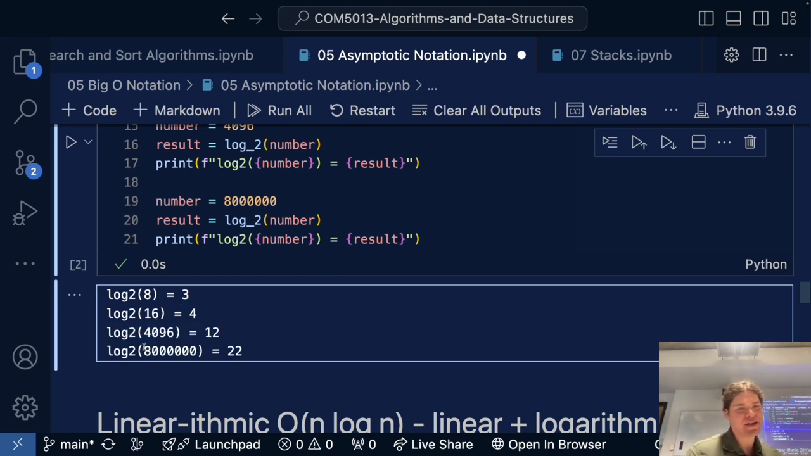Here's a big increase, isn't it? So from 4,096 to, what's this, 8 million. What's our rate of increase in our return? 10. So an increase of 8 million gives us an increase of 10. That's pretty good, okay? So that's going to help us for very large numbers of n, isn't it?